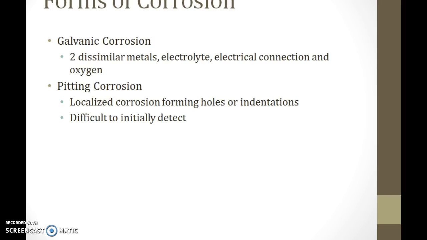So what are the forms of corrosion? Forms of galvanic corrosion occur when there are two dissimilar metals, an electrolyte, and an electrical connection. There is also pitting corrosion, as we explained, which is localized corrosion from holes or indentations. Initially it is very difficult to detect this type of corrosion. Now, how will you prevent this corrosion?